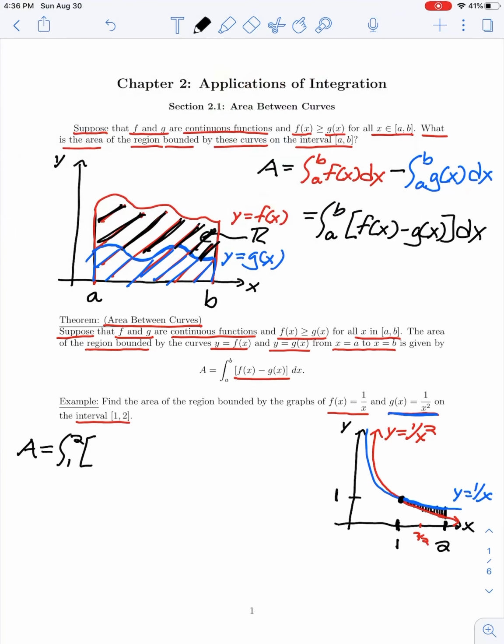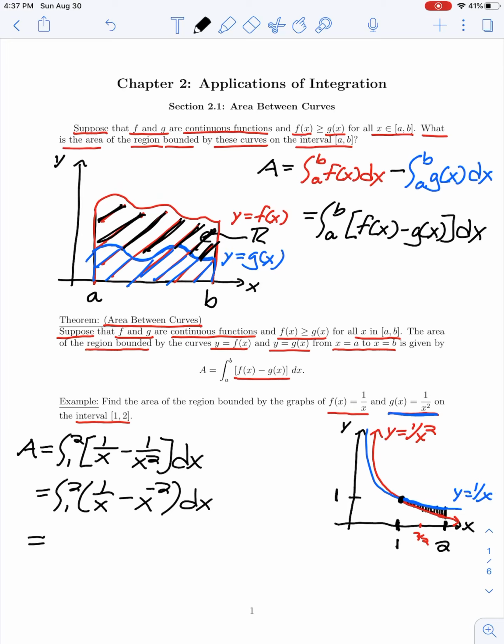So here, the upper curve is the curve shown in blue, which is 1 over x. And then we are subtracting the lower curve, which was 1 over x squared. And then integrating with respect to x. So in order to integrate this, we might prefer to rewrite the second term as x to the negative 2 power instead of 1 over x squared. And now we can integrate each term.